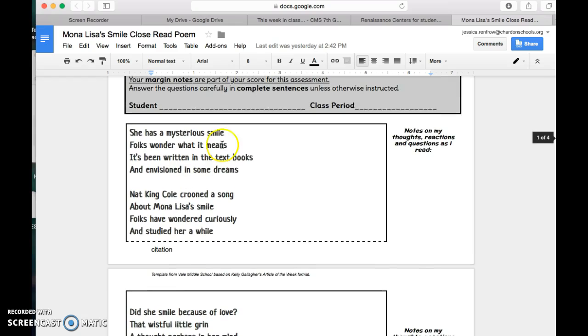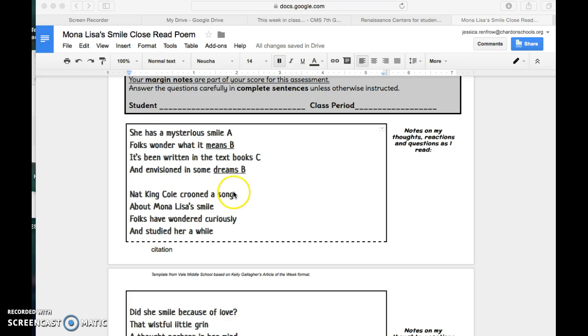Okay, once you've done your close read and you've labeled, so like I'm looking at this, if I were, for example, doing the rhyming scheme, it says, she has a mysterious smile. Folks wonder what it means. It's been written in the textbooks and envisioned in some dreams. So looking at this, if I was on my second read, I would underline because there's some end rhymes, right? And then when I take a look at this, this would be A, this would be B. They're not the same, so it's a new letter. Now, does books and smile rhyme? No, so it's a C. But means and dreams do, so that's going back to B.